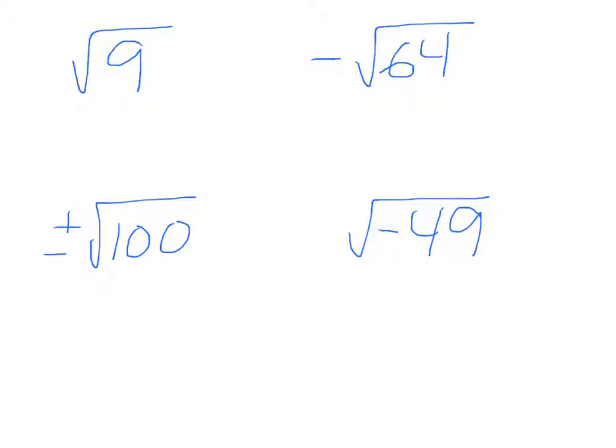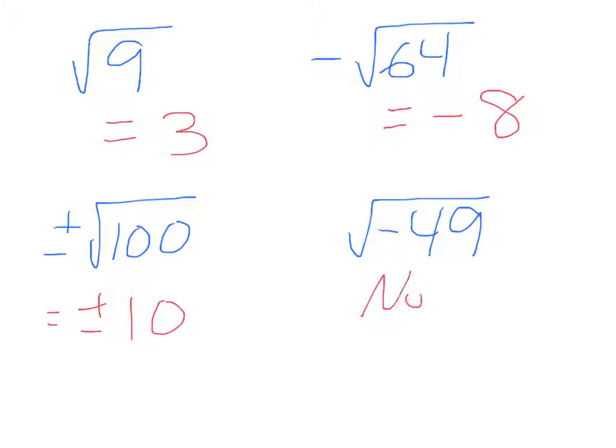All right, let's see if you got them right. Square root of 9, 3. Negative square root of 64, negative 8. Plus or minus root 100, plus or minus 10. And the square root of negative 49, did I catch you? I hope not. No real root is what we actually say. And that's the way you should write it for this problem.